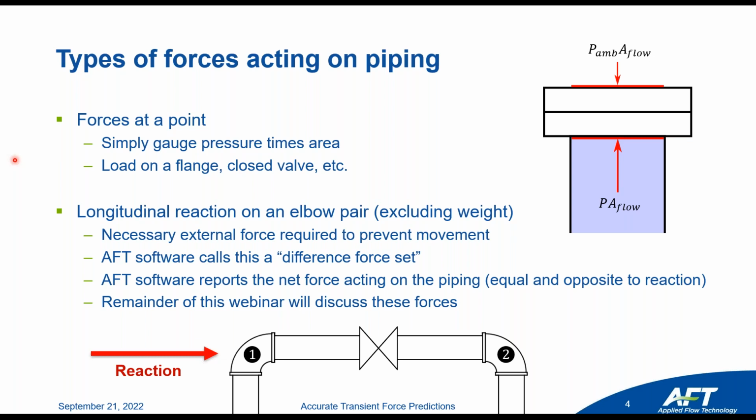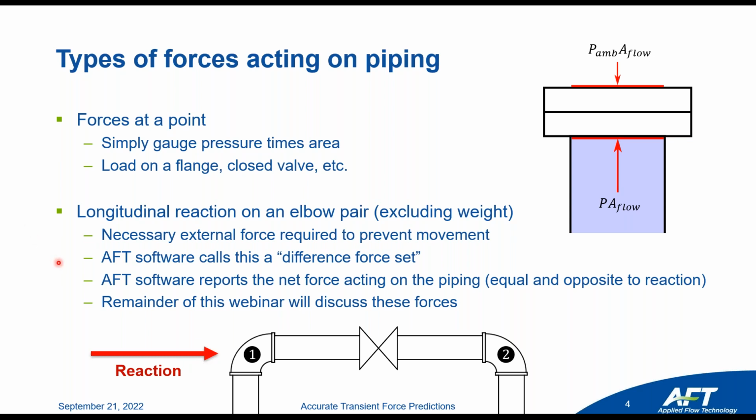If you take something a little more involved and of common interest, it is a longitudinal reaction on an elbow pair. Here we're not trying to account for all forces. We're trying to account for the reaction. We're going to exclude weight, and we need to look at the difference between the elbow pair, elbows at location 1 and location 2, and what is the fluid force acting on this piping, and then what is the necessary structural reaction to keep that piping in place.